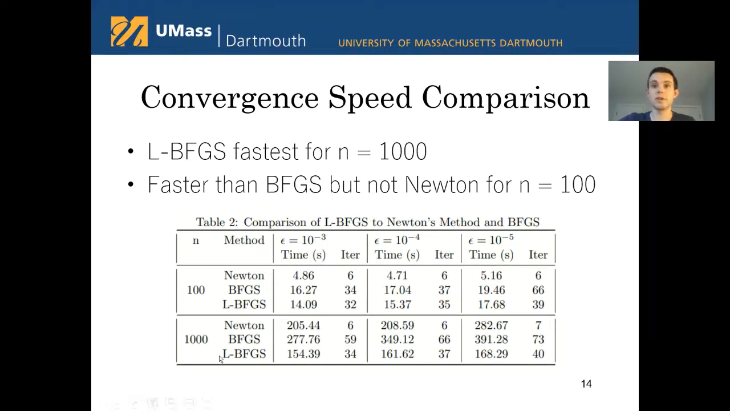In addition, the L-BFGS method used far fewer iterations than the BFGS method, even though it only uses the m most recent iterations to approximate the Hessian, as opposed to BFGS, which uses all of them.